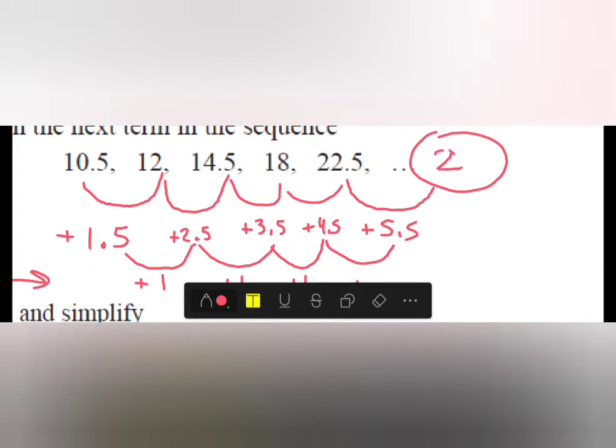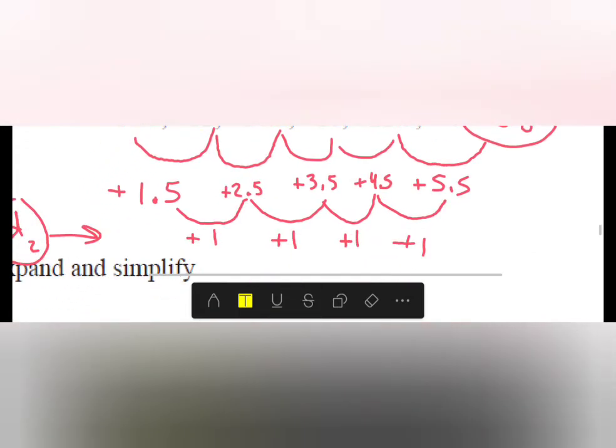So I found D1 and it's not the same. So I found D2 to help me answer this question. And by finding D2, I found out it's plus 1 or positive 1. And then I added 1 to 4.5. I got 5.5 here. And then I added 5.5 to 22.5. And the answer is 28. And this is how you answer a question like this. Now let's move on to the next question.